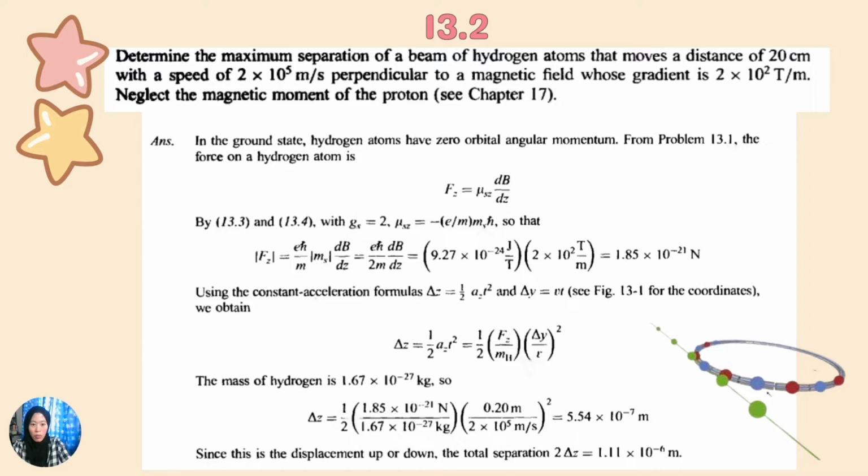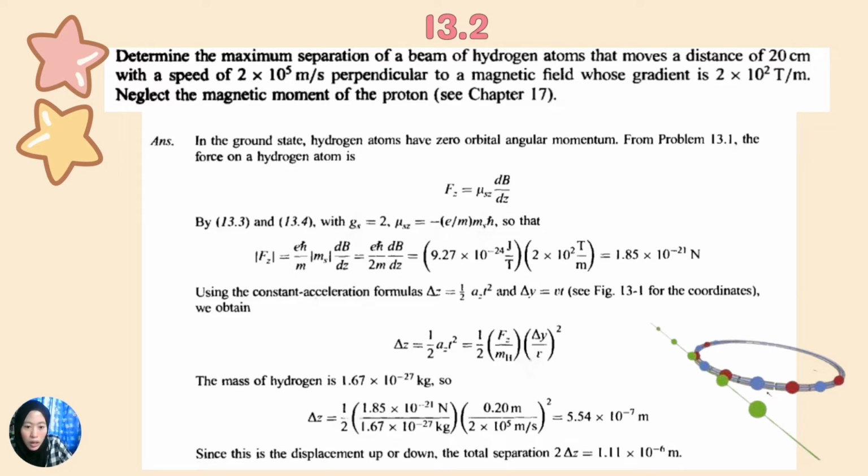times m_s dB over dz, which we simplify into e h bar over 2m times dB over dz, and we just insert all the values, which are 9.27 times 10 to the power of negative 24 J over T, and 2 times 10 to the power of 2 T over m, so we get 1.85 times 10 to the power of negative 21 N. Using the constant acceleration formula, delta z equals 1 over 2 a_z t squared, and delta y equals vt.